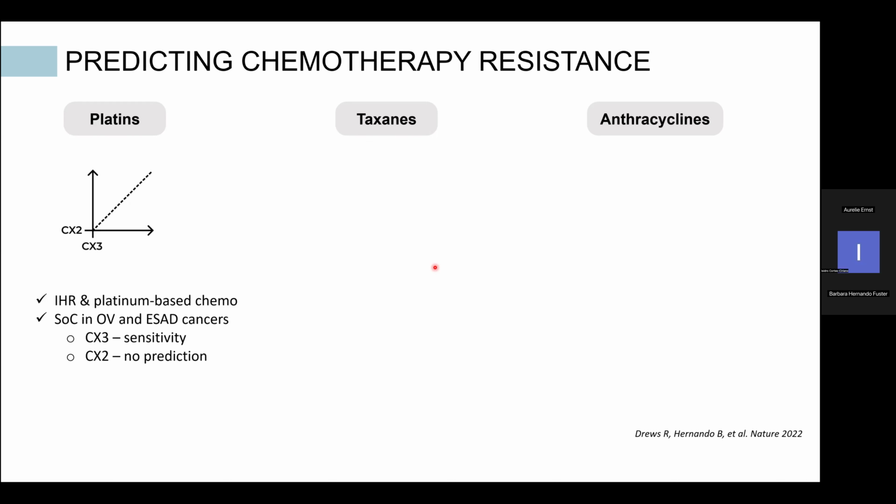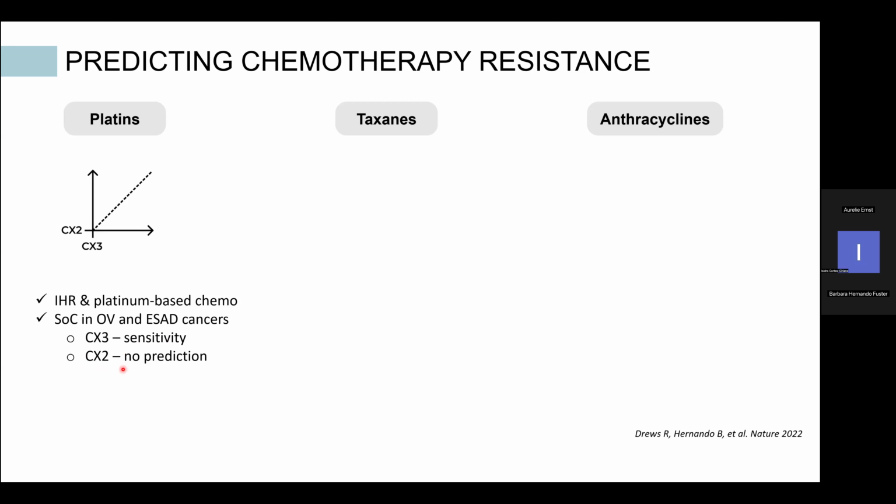And for that, what we used as a proxy was the ovarian tumors and the esophageal cancers, because they are normally treated as a first line with platinum-based chemotherapy. That's the standard of care of those tumors. And we can use overall survival to see if those signatures have any predictive capacity. And actually, what we see is that the activity levels of CX3 were linked to sensitivity. So those tumors that have high levels of CX3 normally have longer survival times. However, the activity levels of CX2 were not predictive at all.